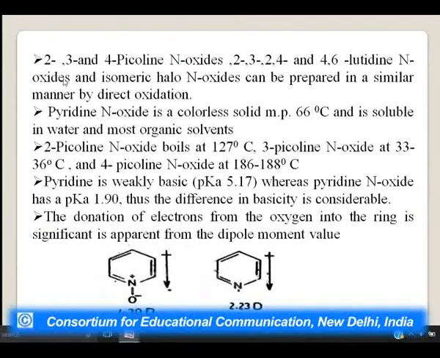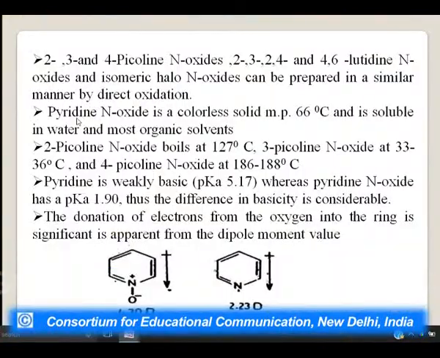Now, 2, 3 and 4 picoline N oxides, 2,4 and 4,6 lutidine N oxides and isomeric halo N oxides can be prepared in a similar manner by direct oxidation of pyridine with per acid. Pyridine N oxide is a colorless solid, melting point 66 degrees Celsius, and it is soluble in water and in most organic solvents. What a beauty! It is soluble in water as well as in organic solvents. That is why it is a very interesting compound.